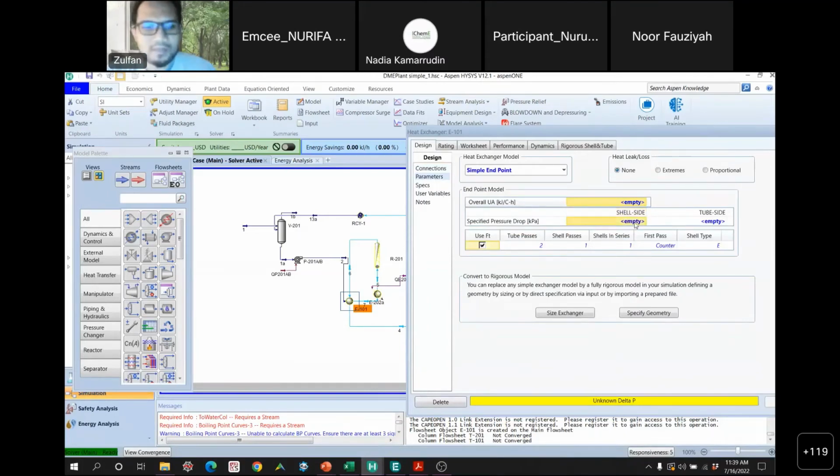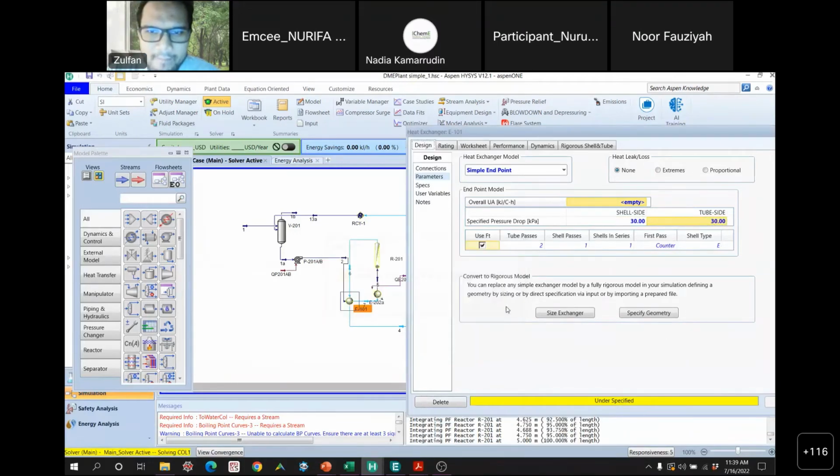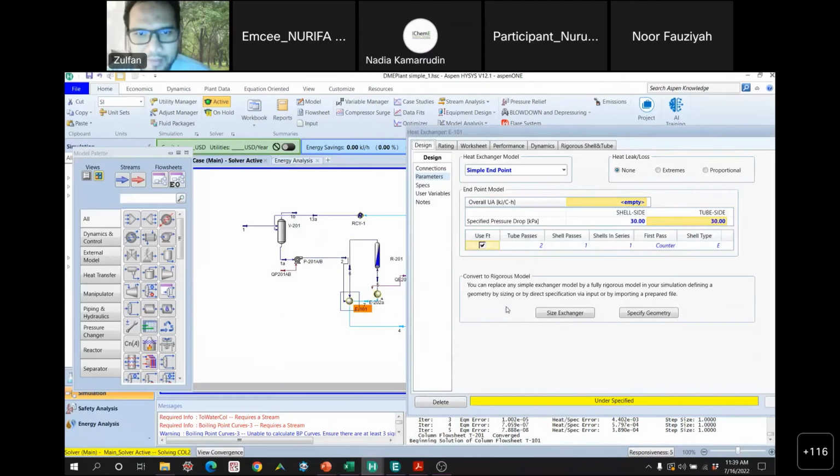Specify, in Pascal, another 10 kilopascal because this is like a new heat exchanger that we would want to design. Typically we would design it at 30 kilopascal on the shell side or even lower. But on the tube side, we can also do 30 or 50 kilopascals. But for the sake of argument, in this case, fine.